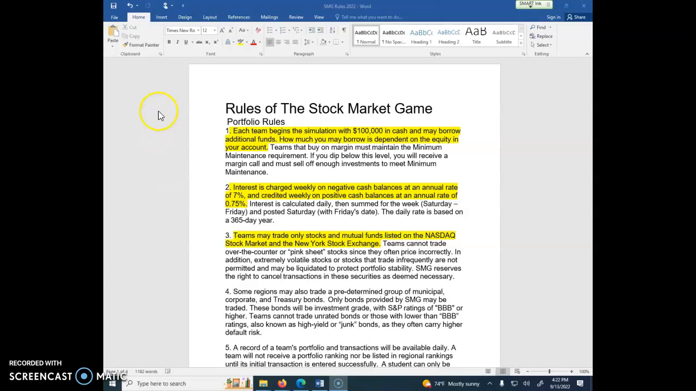First of all, each portfolio begins with $100,000 in cash. So starting this game, you have $100,000 in your account that you are able to use to invest in stocks.